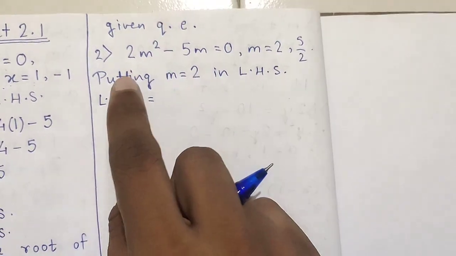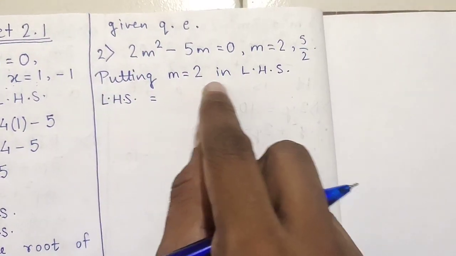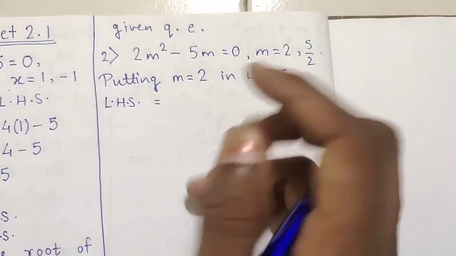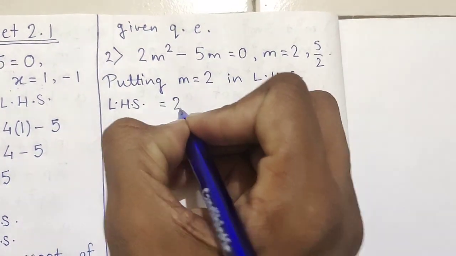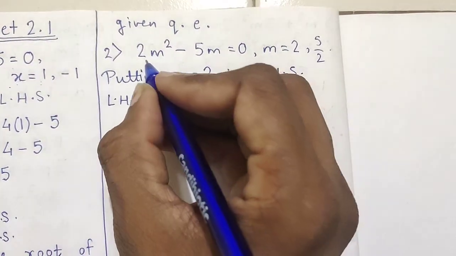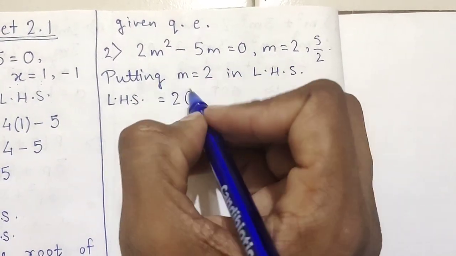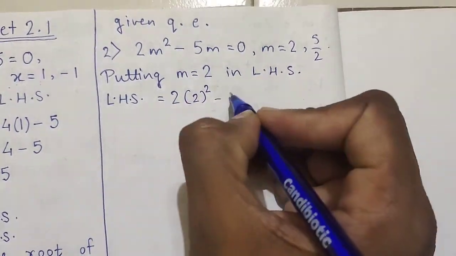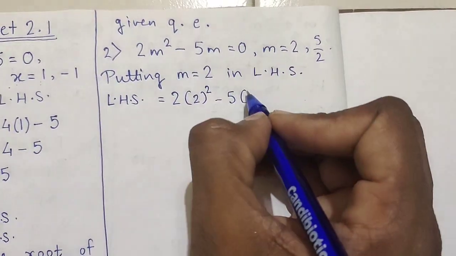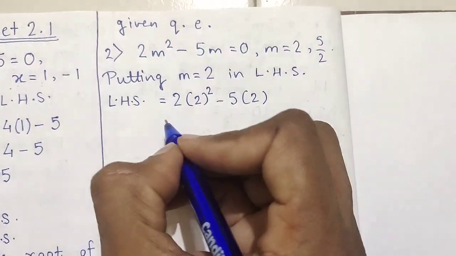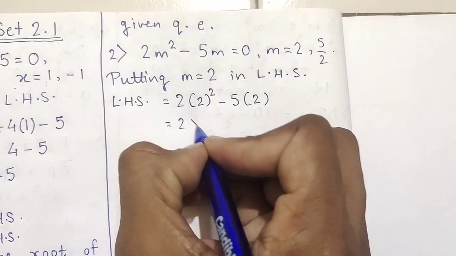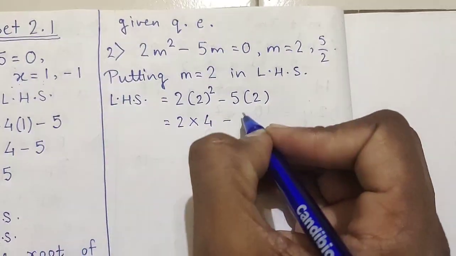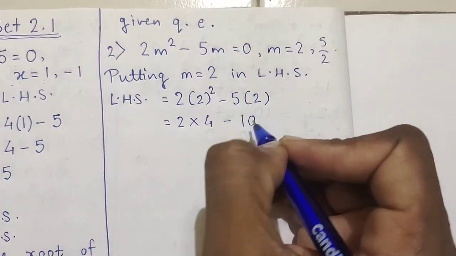Okay students, see, putting m is equal to 2 in LHS. So in this LHS we are going to put m is equal to 2. So let us see what we are getting. See, 2 is already there. Now in place of m we are going to write 2 square minus 5, and in place of m we are going to write 2. Okay, let us see what we are getting. 2 into, what is the square of 2? 4, minus 5 times 2 is 10.